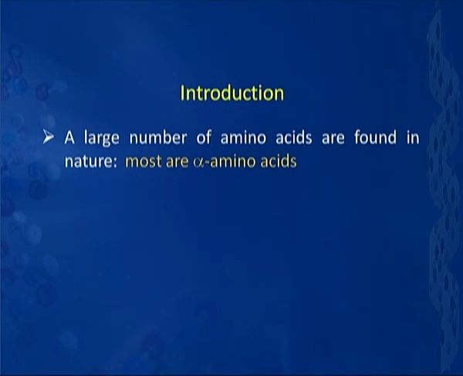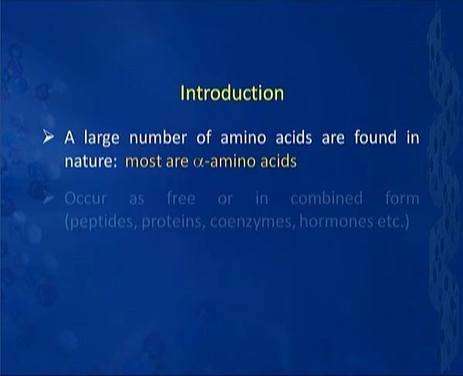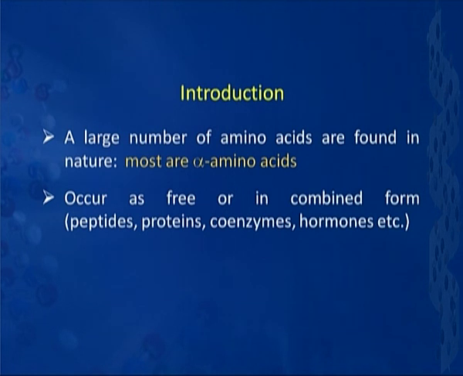We have just mentioned earlier that amino acids basically are the building blocks of the proteins, but that is one bit of it. If you really ask me, the number of amino acids known run into hundreds, and most of these happen to be alpha amino acids. These occur either as free or in the combined form, because we know that the amino acids exist as peptides, proteins, coenzymes, hormones, etc. So in a wide variety of combined forms, they are available in the cell.